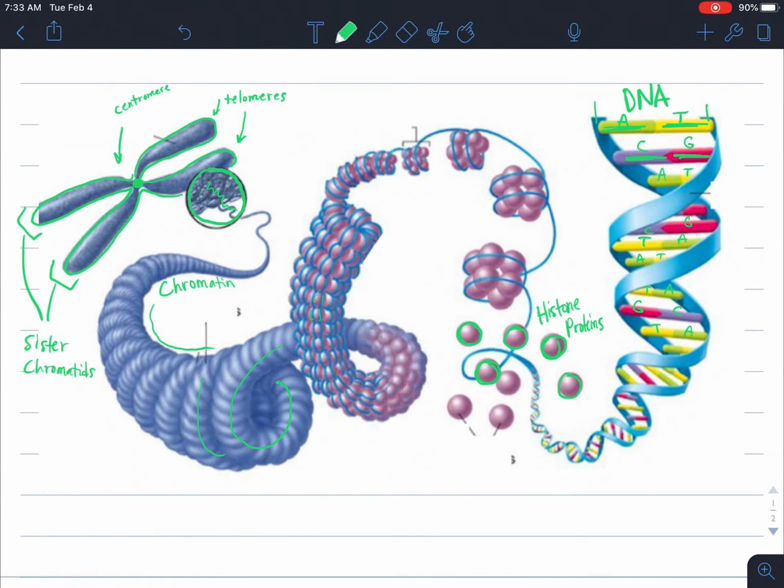And so this DNA molecule here is double helical, and it's wrapped around histone proteins. As you can see here, it's wrapped around these histone proteins several times into making this structure here. And this thread-like structure is our chromatin. Chromatin is then wrapped up even more to make a chromosome. So let's also label our chromosome.